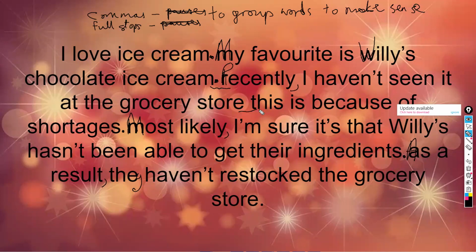So I need something here. What do I need there? Can I put a full stop there? Will a full stop work there? Recently, I haven't seen it at the grocery store. Full stop. This is because of shortages. If I could put a full stop there, I need to put a full stop and not put a comma, right? So yes, I could put a full stop here.